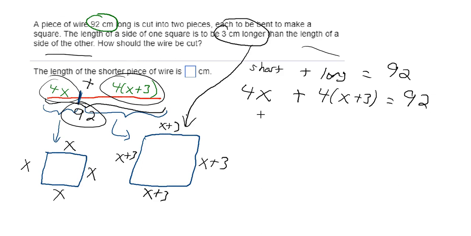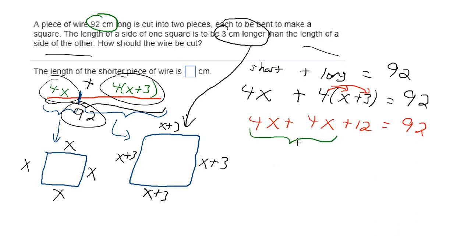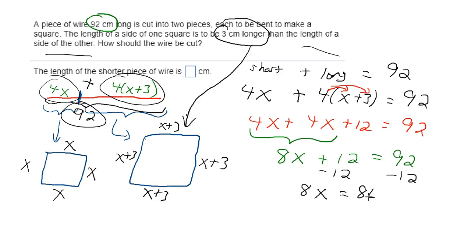Now I will solve this equation, right? Moving on to the next step. And to solve this equation, the first thing we're going to want to do is get rid of the parentheses. So we distribute the 4. And we get this. And before we start moving things from one side of the equation to the other, I always find it helpful to simplify first. So we'll combine like terms here. We get 4x plus 4x, which is 8x, plus 12 equals 92. And now we solve this by subtracting 12 from both sides. And we get 8x is equal to 80.